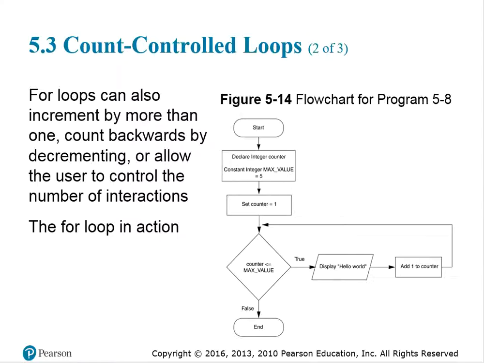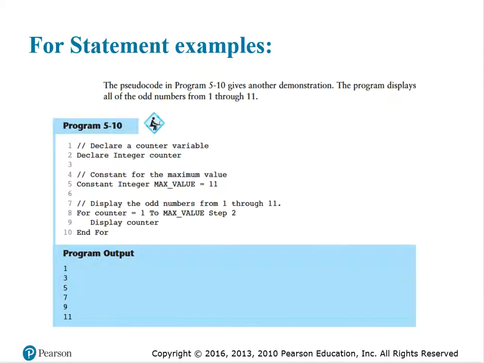Now moving forward, I'm going to show you another demonstration. For this one, it's going to compute odd numbers from 1 to 11. We all know how to count odd numbers: 1, 3, 5, 7, 9, and 11. How are we going to do that in pseudocode? I have my declaration on line 2. I have a constant variable max value. I put 11 here. Why? Because I want to include 11. So 1 through 11.